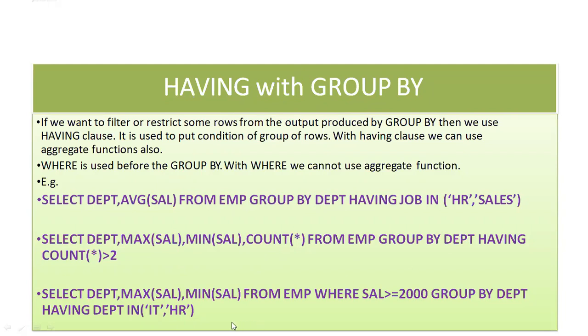See the third example: select DPT, comma max salary, which is the maximum value of salary, min salary from employee where salary greater than 2000, group by DPT. So it makes a group by DPT. Having here, the HAVING clause uses department in IT and HR. Only the records which have IT and HR will display.